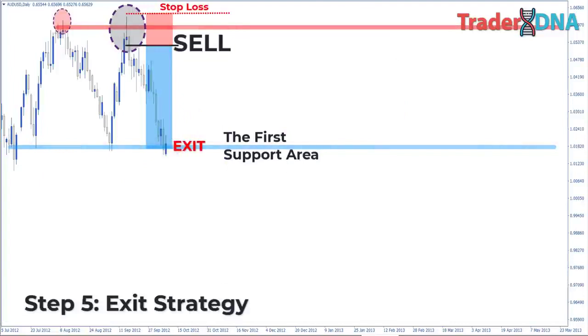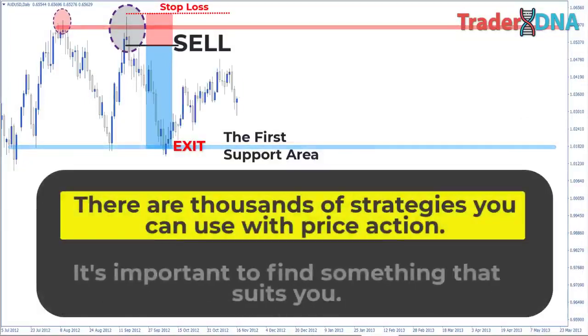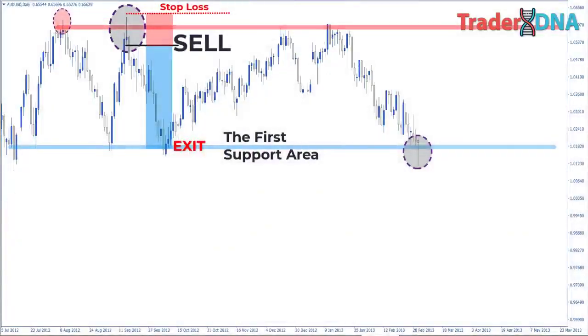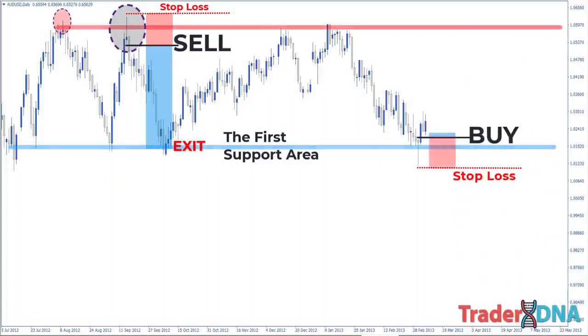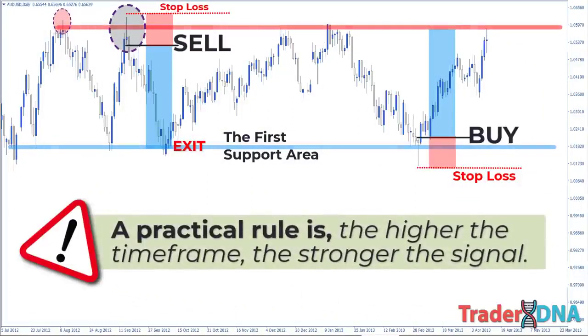Price action is another fundamental element to learn when trading in markets. There are thousands of strategies you can use with price action. It's important to find something that suits you. These pin bars are hard to miss. They're relatively accurate when you learn why they form. Pin bar candles appear across any time frame. A practical rule is, the higher the time frame, the stronger the signal. However, that doesn't mean it won't work in a 5-minute time frame.